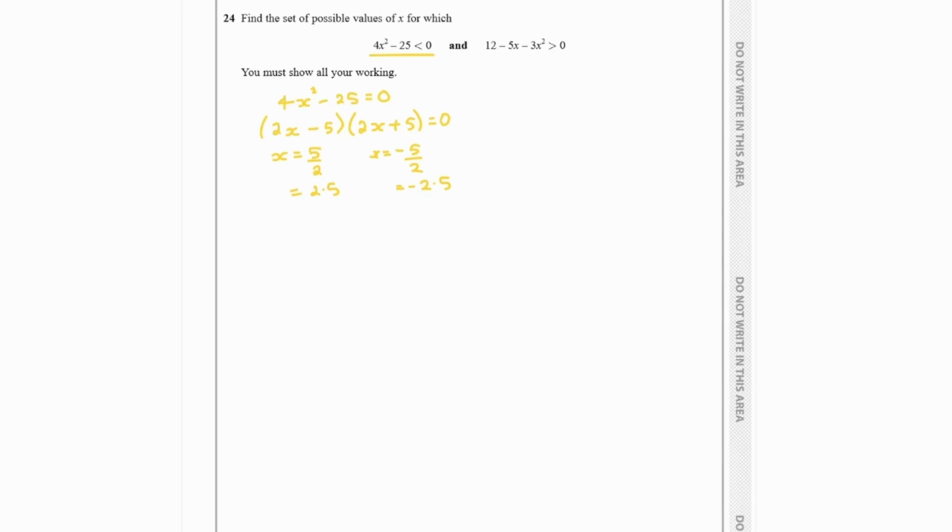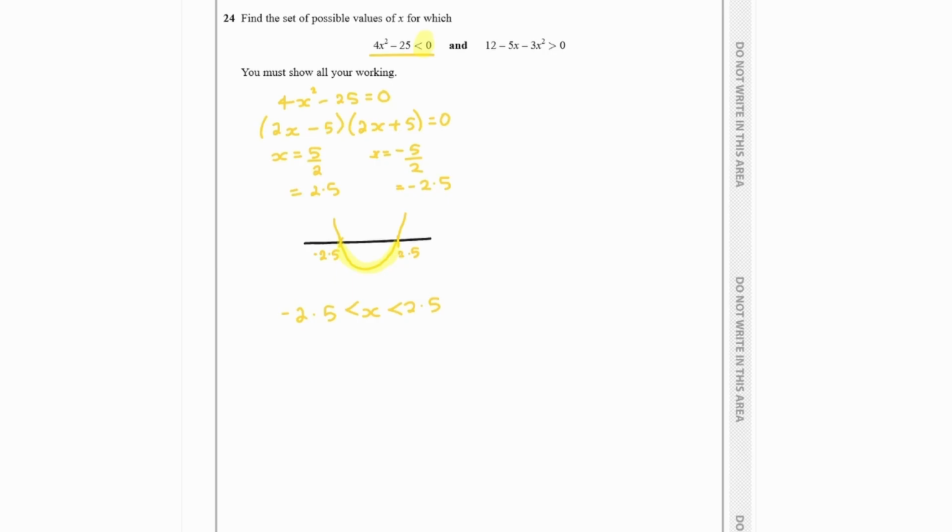So if we sketch this graph to see where the roots are, or the solutions would be at minus 2.5 and 2.5. Because the inequality is asking us to look at the values which are less than 0, we will be looking at the bottom section of the graph here. So if we write this range as an inequality, we can put x is less than 2.5 and minus 2.5 is less than x, which means x lies between both these values.